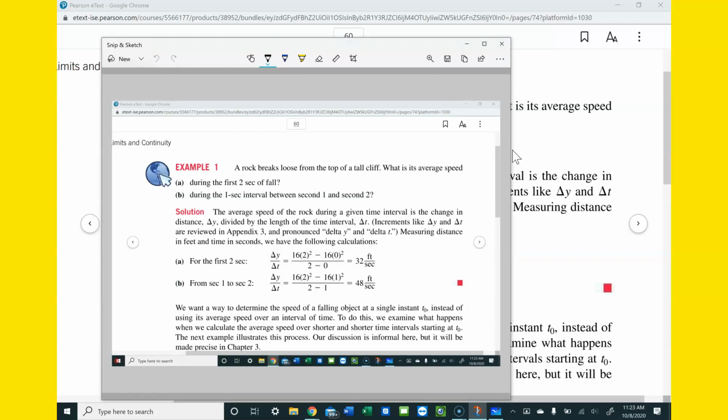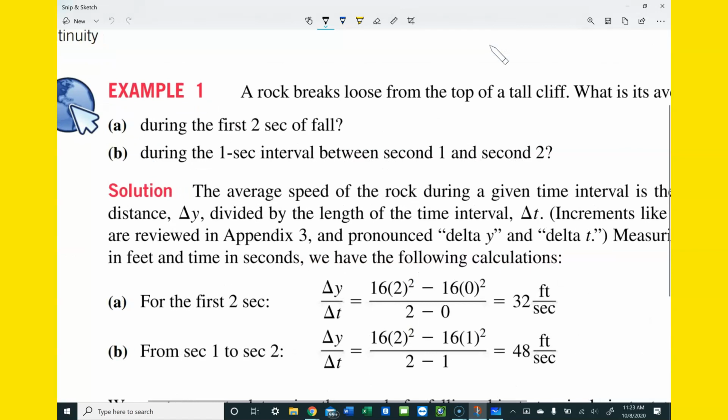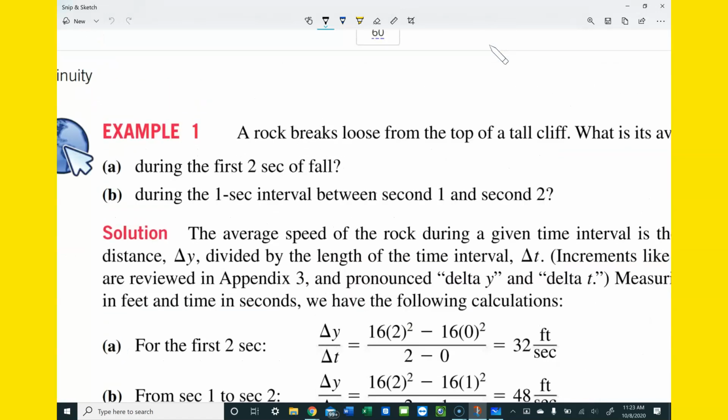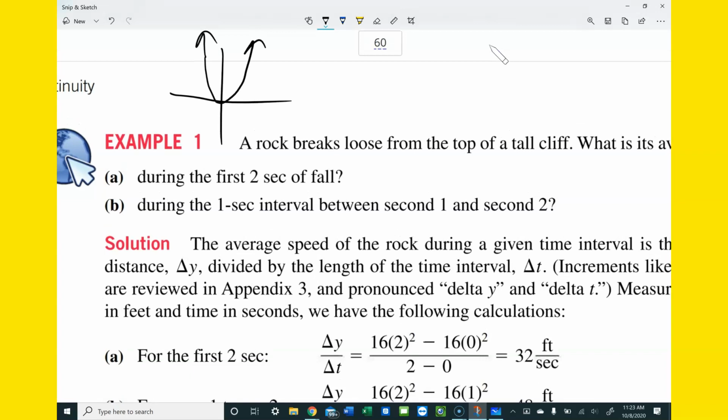All right, let's take a look at that. So what we've got here is this function, 16t squared, which is a parabola. If this is time and this is the distance that the object has fallen, this would be the distance that it has fallen in 0 seconds. So it hasn't fallen any distance. And then in 1 second. And then in 2 seconds.